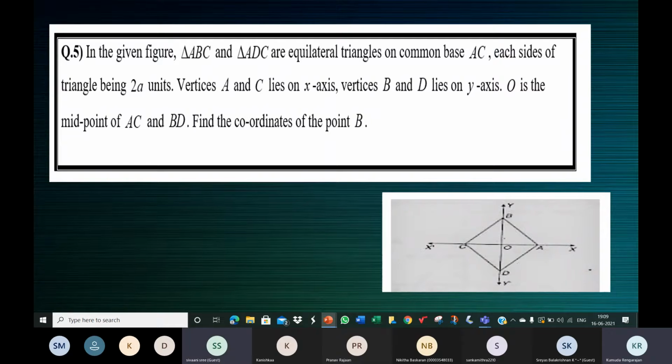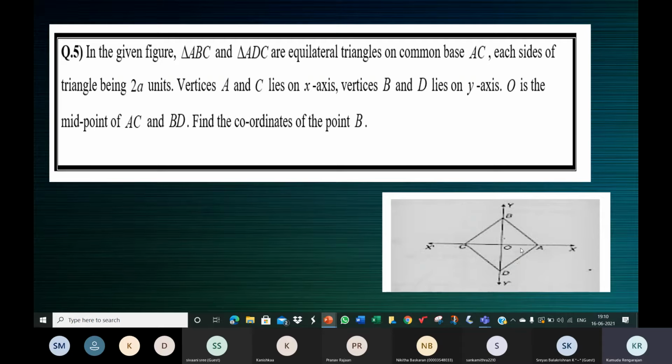Yes, children. Please read this question. Write down. Answer this. I think we should do this together. In the given figure, triangle ABC and triangle ADC are equilateral triangles on common base AC. So these two are equilateral triangles, ABC and ADC.